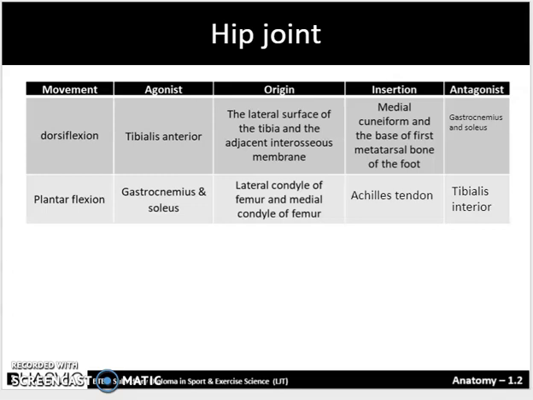The hip also allows plantarflexion, as it is opposite of dorsiflexion, so we can expect the joint to do both movements. Again, the agonist is opposite to dorsiflexion, so it's the gastrocnemius and soleus, and the antagonist is the tibialis anterior. The origin is the lateral condyle of femur and medial condyle of femur, and the insertion is the Achilles tendon.